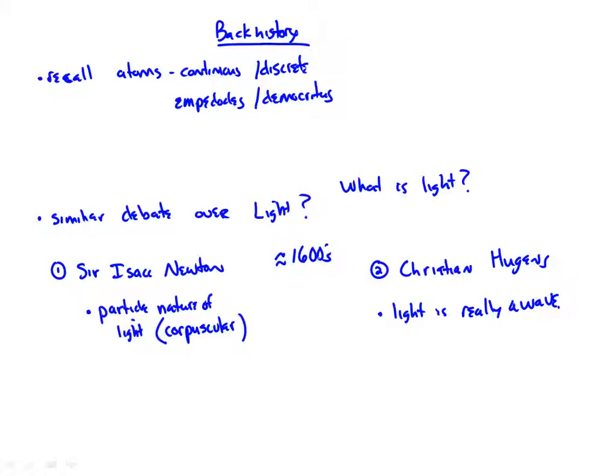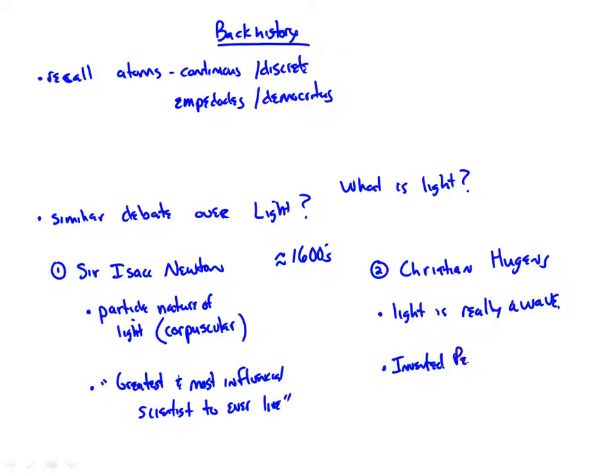Both of these people are very brilliant men. Unfortunately, Sir Isaac Newton is sometimes considered the greatest and most influential scientist ever. That's a pretty big title, right? Whereas poor Christian Huygens, I mean, he did do some cool things. For instance, he invented pendulum clocks, which I think is kind of neat.